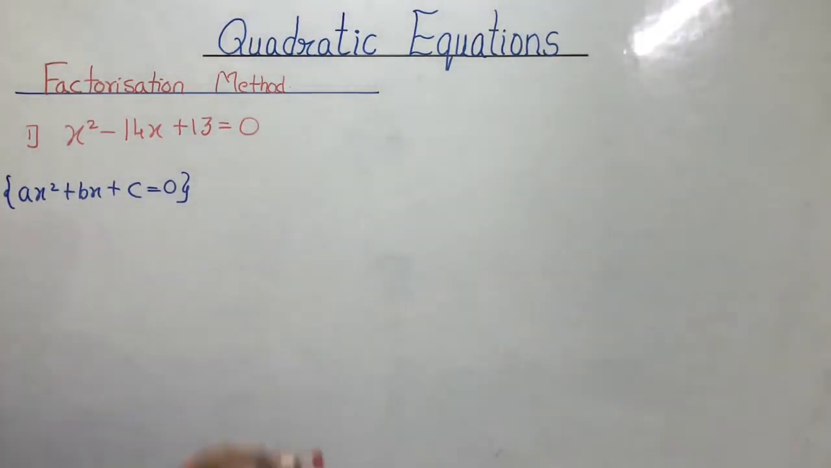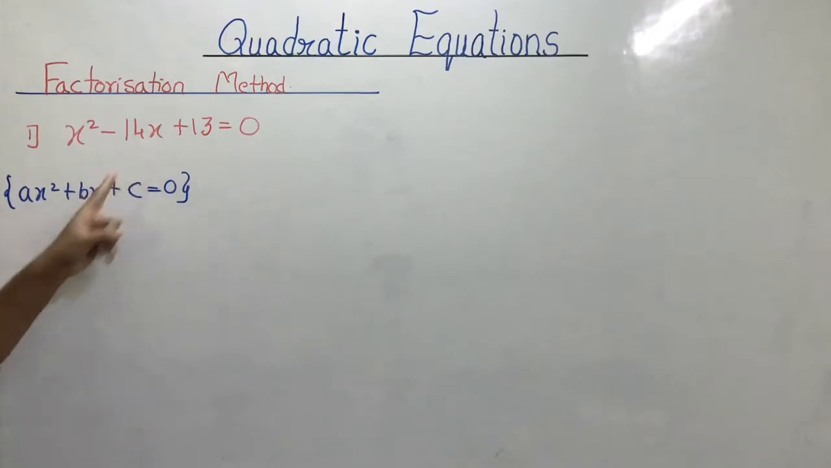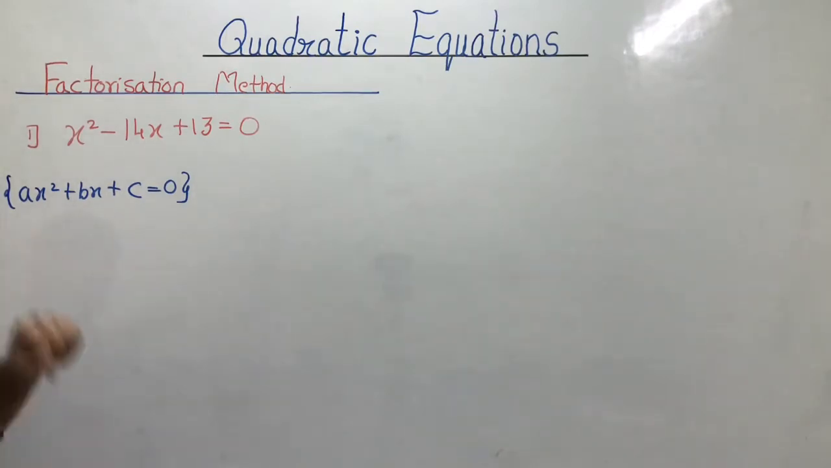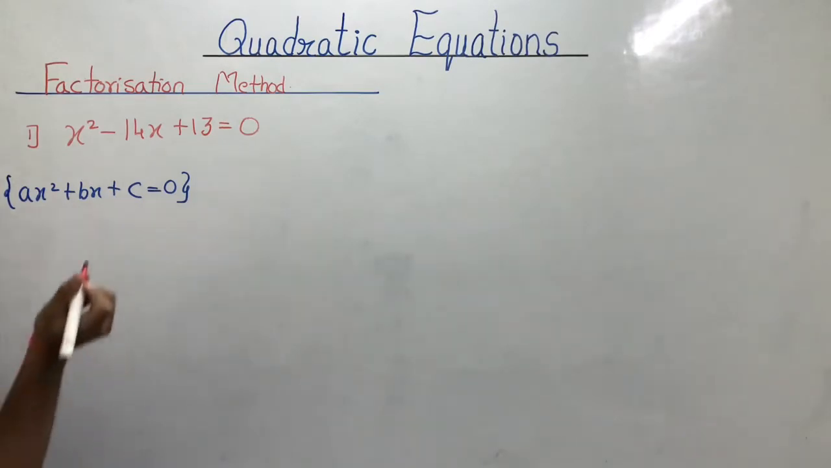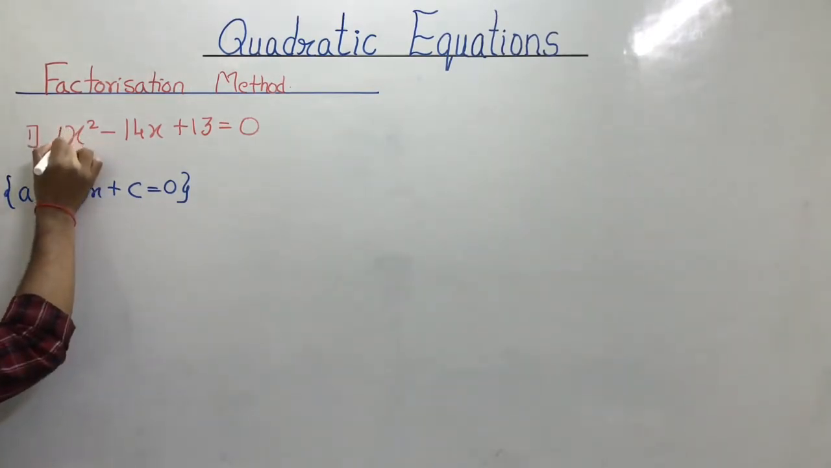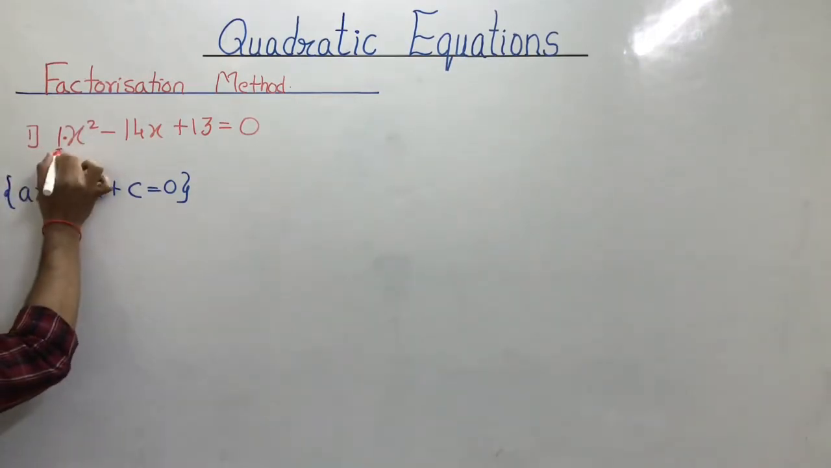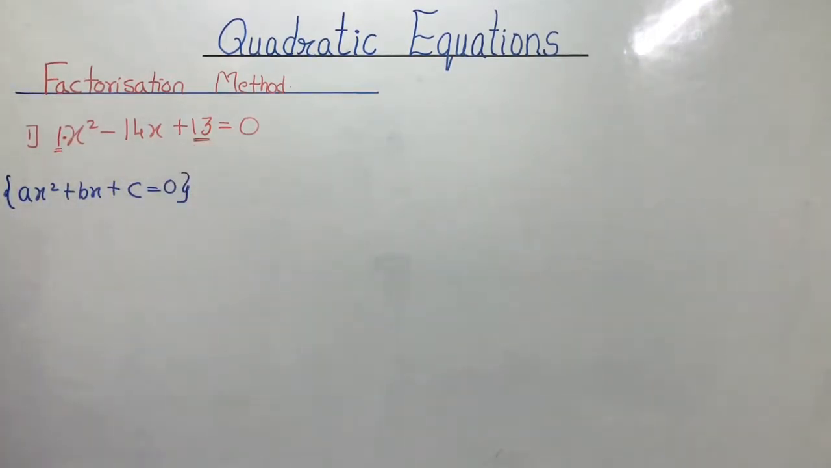So they have given one example, that is x square minus 14x plus 13 is equal to 0, and we have to solve this with the help of the factorization method. So if we compare with the general form, what is this? ax square plus bx plus c is equal to 0, right? So how to solve this? In this we find factors. Here we know that a is nothing but 1. If nothing is given along with x square, then it is 1, and c is 13.